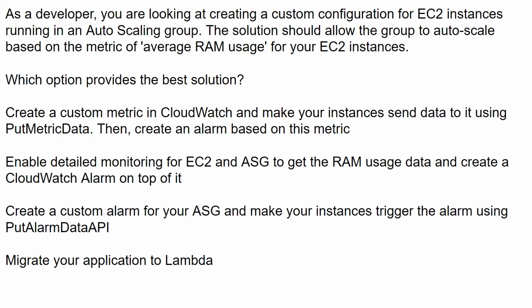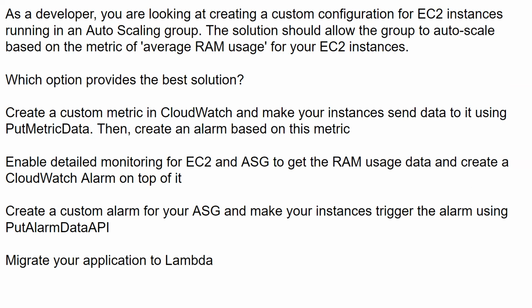As a developer, you are looking at creating a custom configuration for an EC2 instance running in an Auto Scaling group. The solution should allow the group to auto-scale based on the metric average RAM usage for your EC2 instances. Create a custom metric in CloudWatch and make your instances send data to it using PutMetricData, then create an alarm based on this metric.